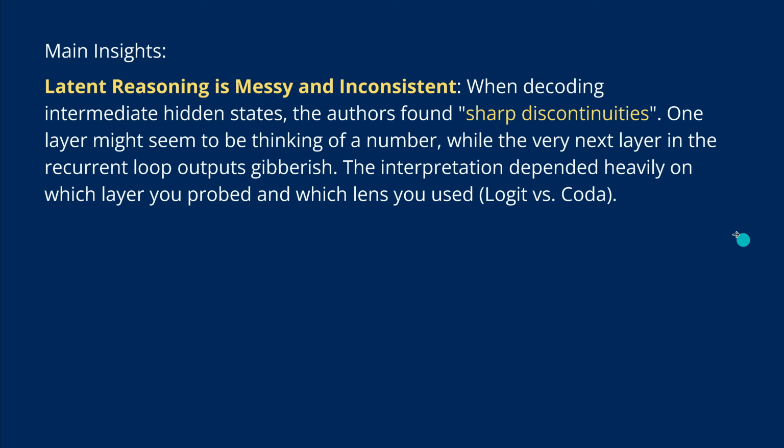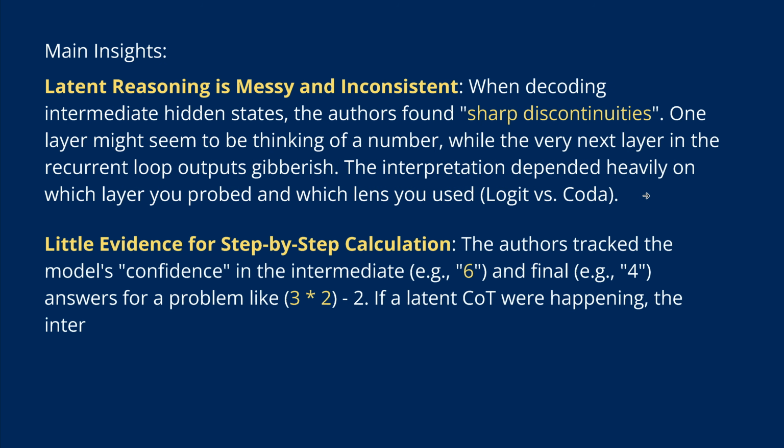What are the main insights of the study? The latent reasoning of this recurrent system is messy and absolutely inconsistent. When we decode the intermediate hidden state, the authors found sharp discontinuities. I showed you this. The layer might seem to be thinking of a number, while the very next layer in the recurrent loop outputs some gibberish, whatever. And the interpretation depends heavily on which layer you probed and which of the two lenses you used, so no coherence in the system at all.